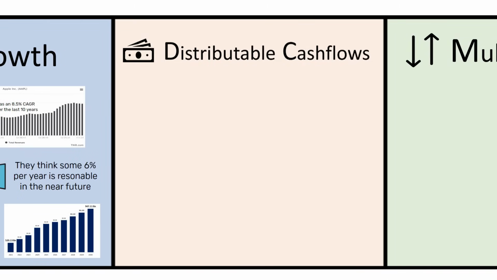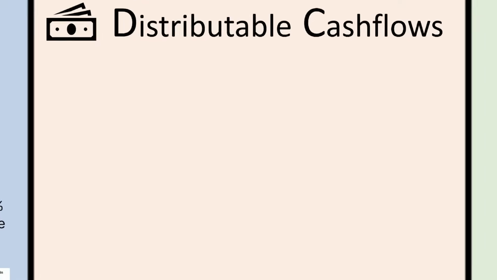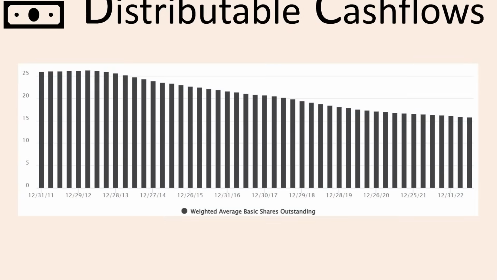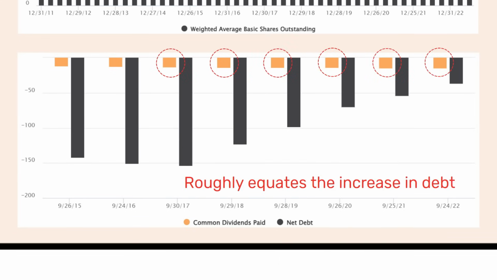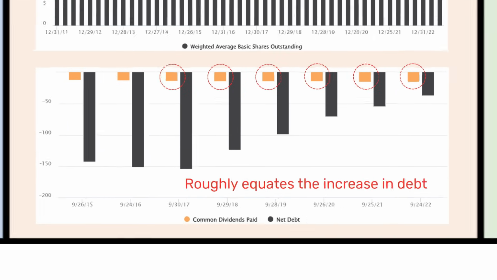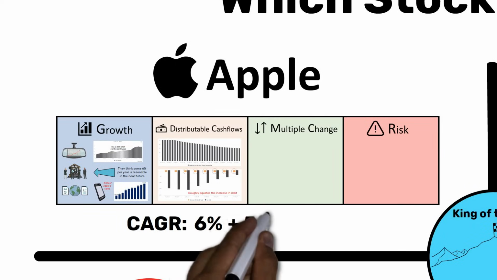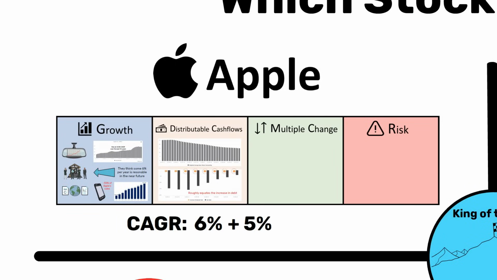In terms of Apple's distributable cash flows, they have made repurchases of stock of almost 5% per year during the last few years. They have slightly increased their net debt while paying a small dividend. These two basically cancel each other out, so in total, Apple has produced about 5% in distributable cash flows during the last few years. We don't have any reason to believe that it will change materially in the next few years.